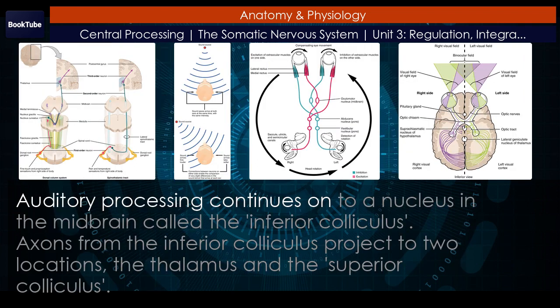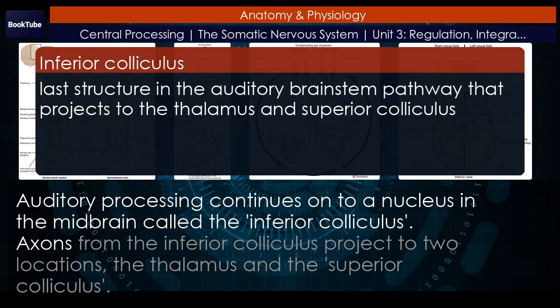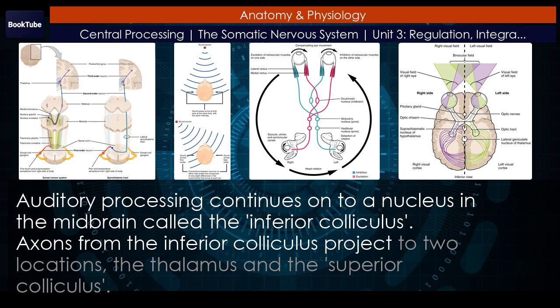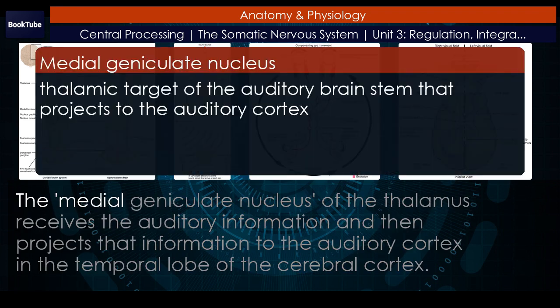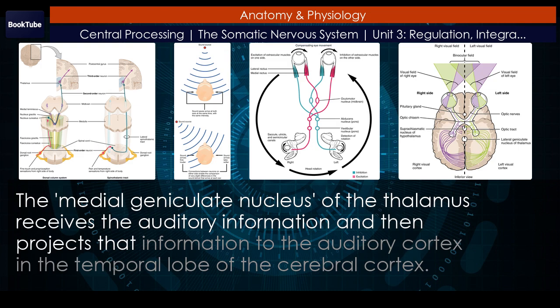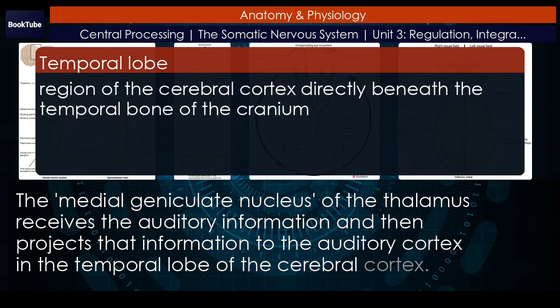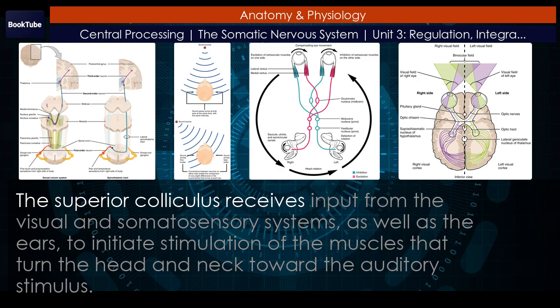Auditory processing continues on to a nucleus in the midbrain called the inferior colliculus. Axons from the inferior colliculus project to 2 locations: the thalamus and the superior colliculus. The medial geniculate nucleus of the thalamus receives the auditory information and then projects that information to the auditory cortex in the temporal lobe of the cerebral cortex. The superior colliculus receives input from the visual and somatosensory systems, as well as the ears, to initiate stimulation of the muscles that turn the head and neck toward the auditory stimulus.